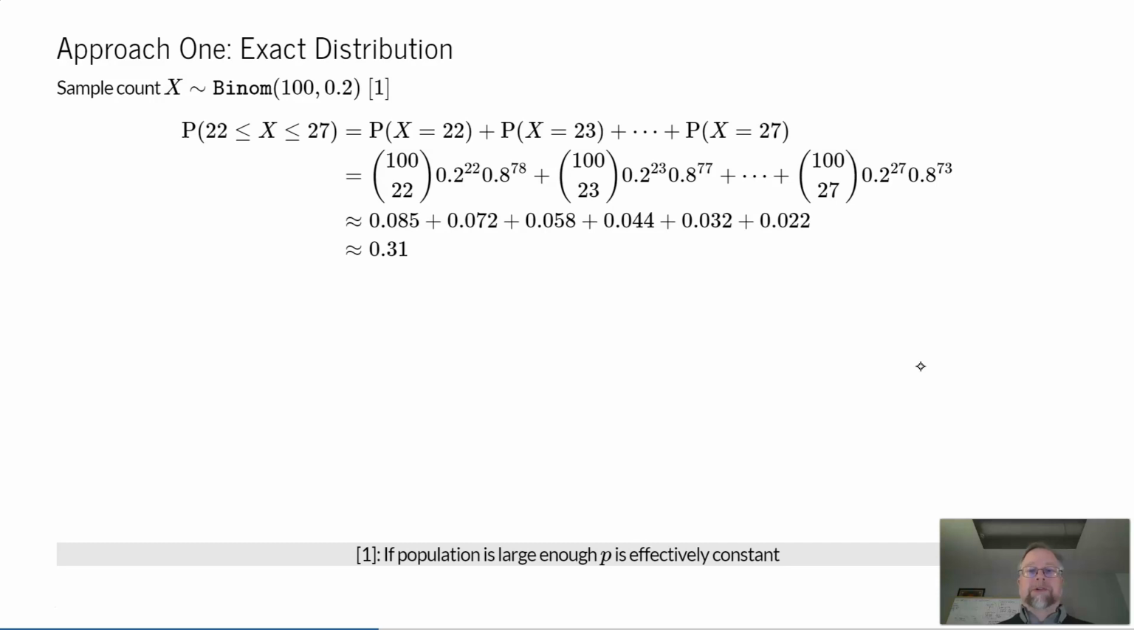So how do we go about trying to answer that? Well, first off, notice that the sample count is effectively binomial. As you may recall from the last video lecture, there are 5 conditions for a binomial distribution. We have to have a fixed number of trials n, success or failure on each trial, constant probability of success, the trials have to be independent, and we have to count the number of successes.